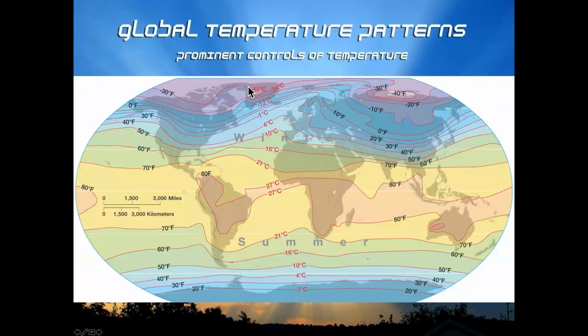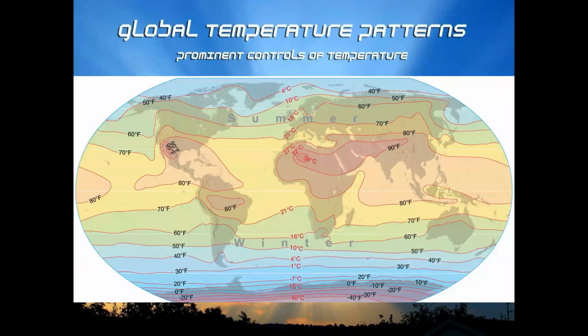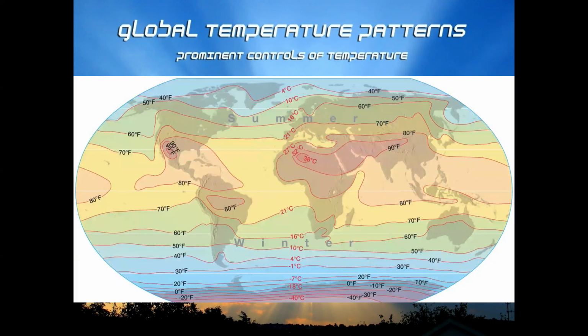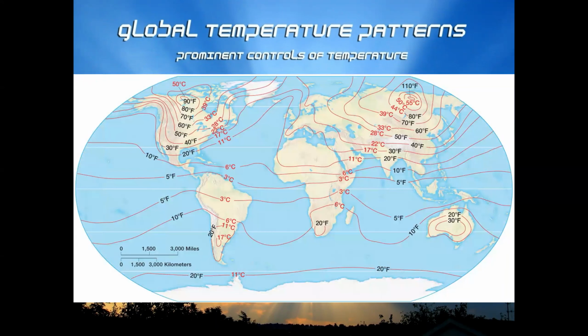So here's an example of prominent controls of temperature. This is summer in the southern hemisphere, winter in the northern hemisphere. Notice what the temperatures look like. And then you flip it around and you go summer in the northern hemisphere, winter in the southern hemisphere. Notice how the lines of temperature don't change much compared to the northern hemisphere's winter and summer. There's more land in the northern hemisphere than there is in the southern hemisphere. So as a result, the temperature changes are a lot more dramatic. Here's the idea of temperature range.